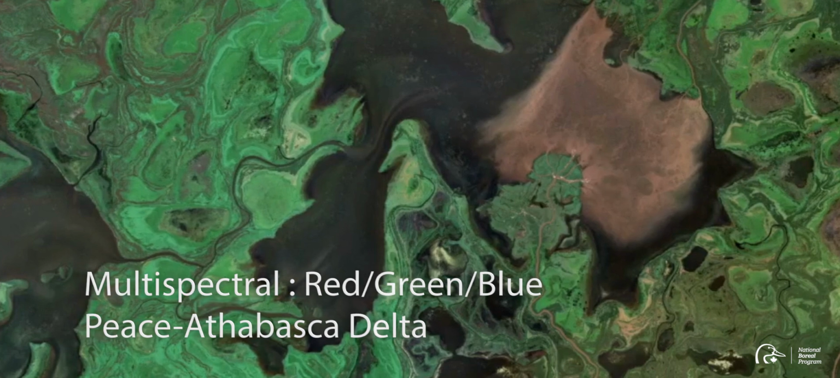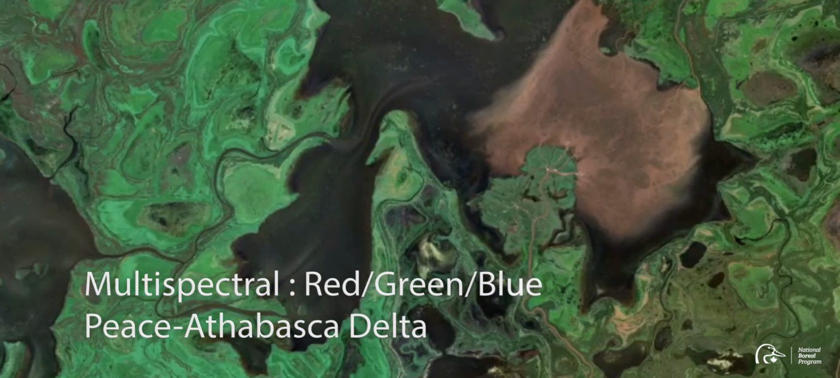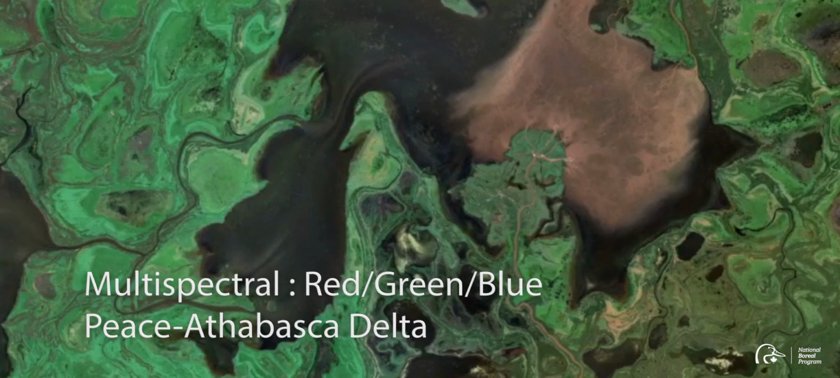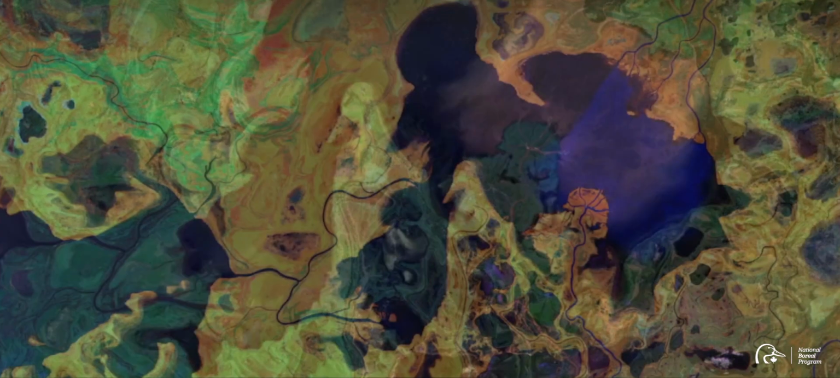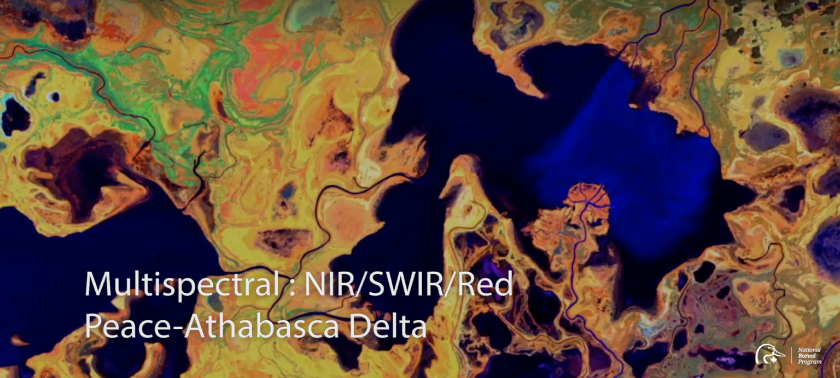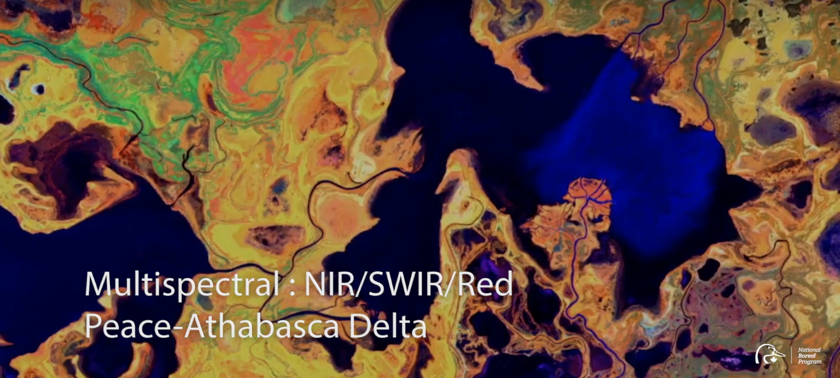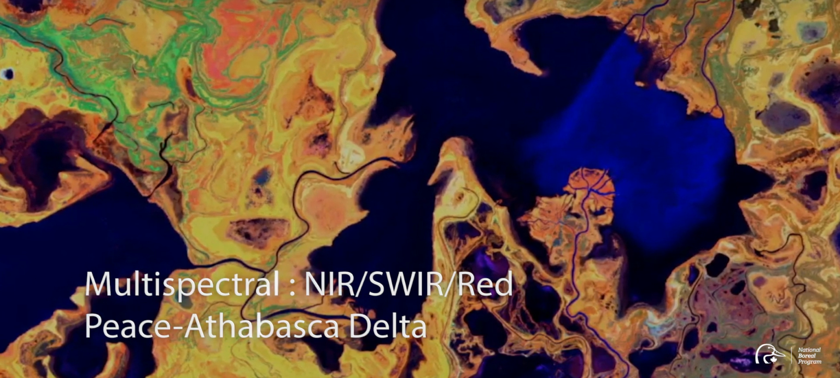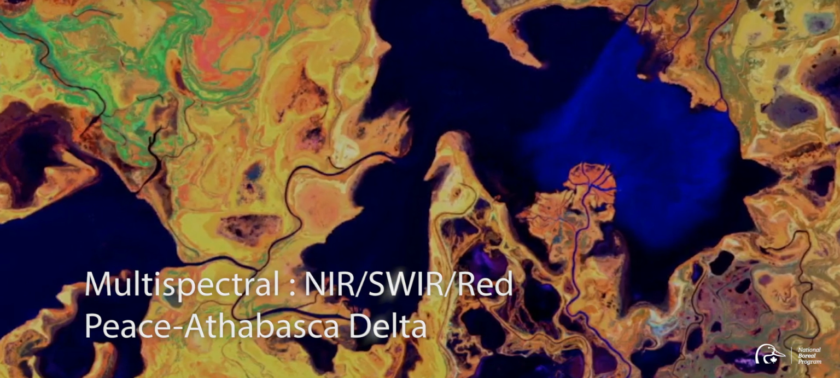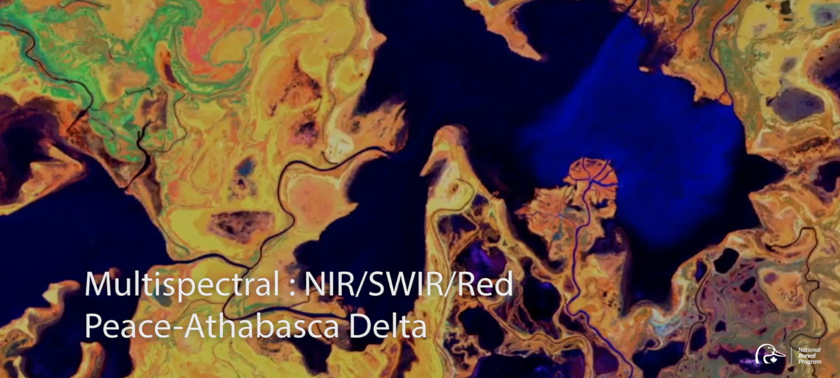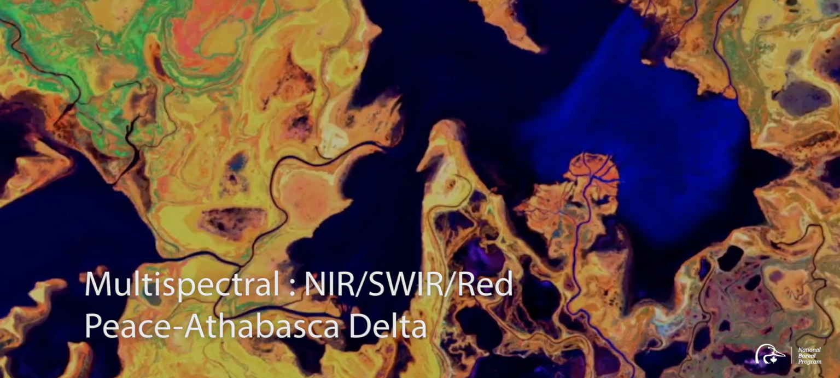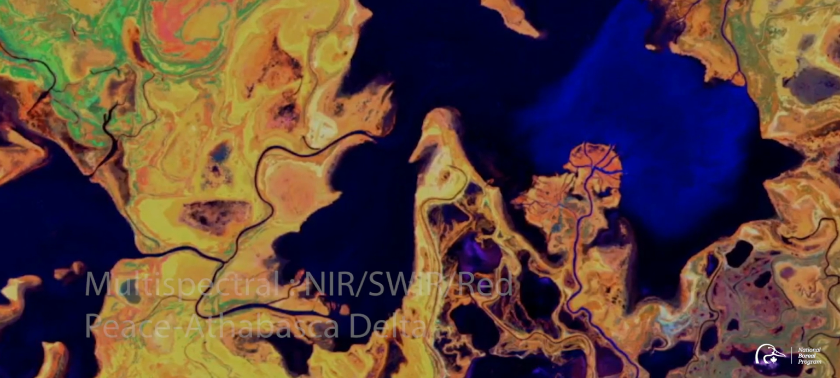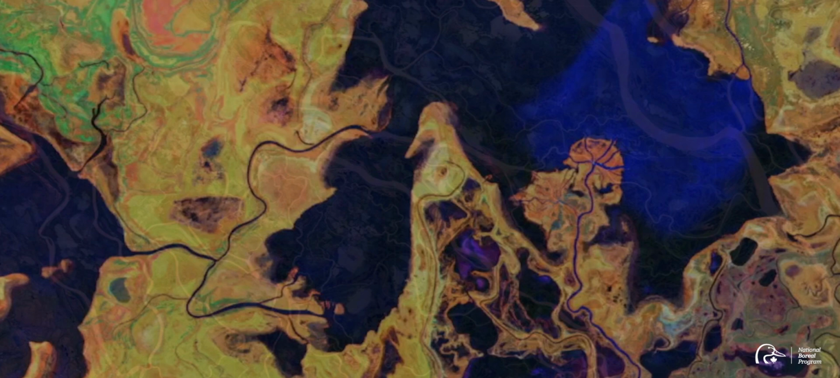A true color composite mixes the red, green, and blue bands detected by the sensor to create an image that is similar to what we see with the human eye. A false color composite is created by mixing bands both within and outside the range of what we can normally see. This image was created by mixing the near-infrared, shortwave infrared, and red bands. The different colors in this image highlight differences in vegetation type and density, as well as soil wetness.